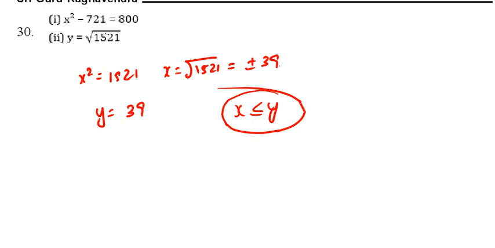So the first one should be 8 square. Oh, sorry, 6 square. 6 square is 36. So 25 plus 36 is 61. That is the correct answer. 61 means option 1 is the correct answer. See the next one.